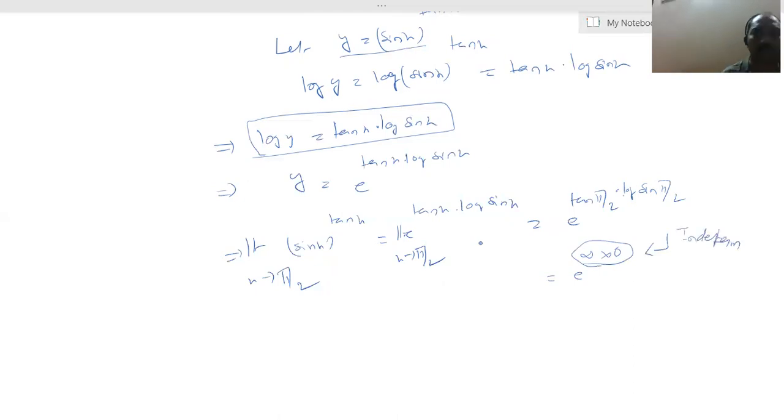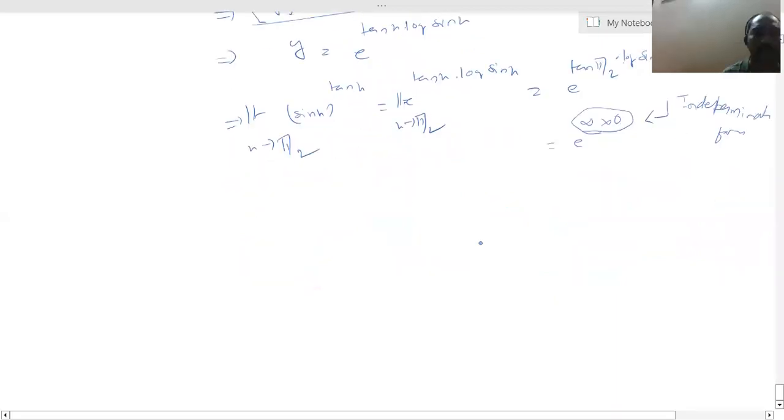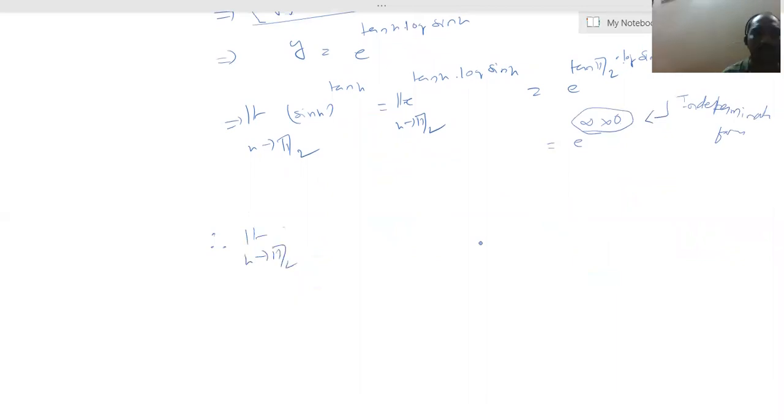Third category. Whenever you see the third type, convert it into the first type. Therefore, limit x tends to pi by 2 of (sin x) whole power tan x, which is limit x tends to pi by 2 of e power tan x into log of sin x. This is converted into 0 by 0 or infinity by infinity form. E power, keep sin x log x as usual.